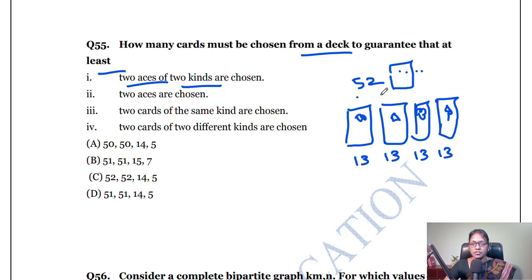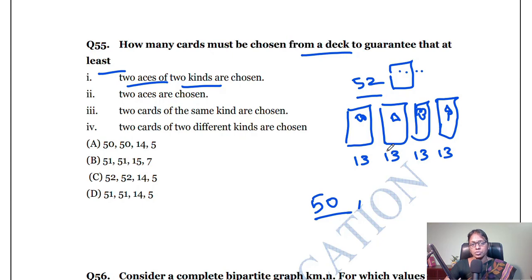So there are totally 52 cards. So if I take 50 cards, surely there will be 2 aces of 2 kinds chosen. Because there are totally 4 aces, so only 2 cards are left. So if you are taking 50 cards, then absolutely you are having 2 aces of 2 kinds.